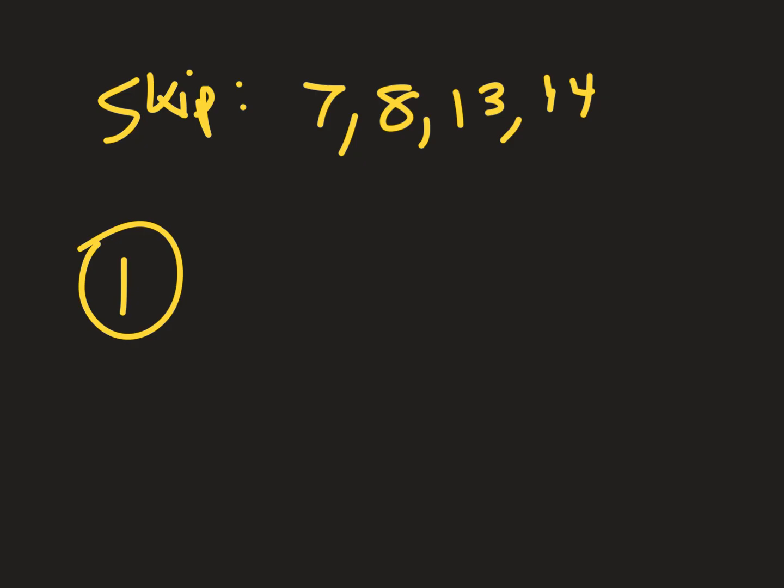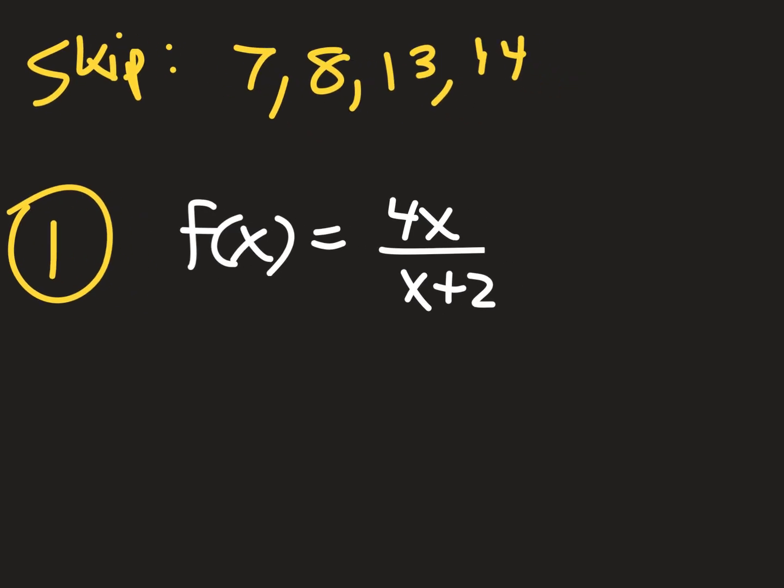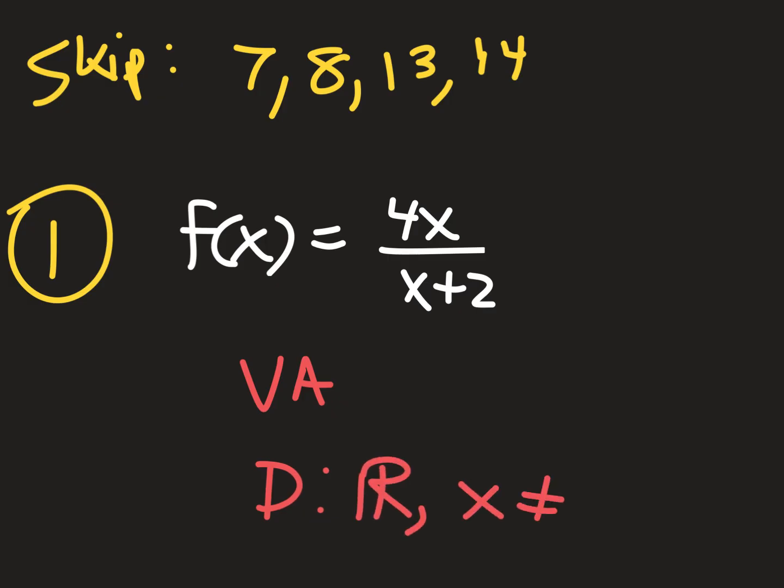All right, let's start with number 1. Mr. French, would you read me number 1? F of x equals 4x over x plus 2. Plus 2, okay. And what do they exactly want? Find the vertical asymptote and the domain. I usually do my domain first, so I will. Big R, except x cannot be what?